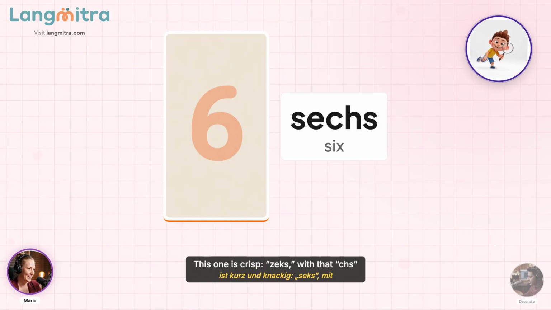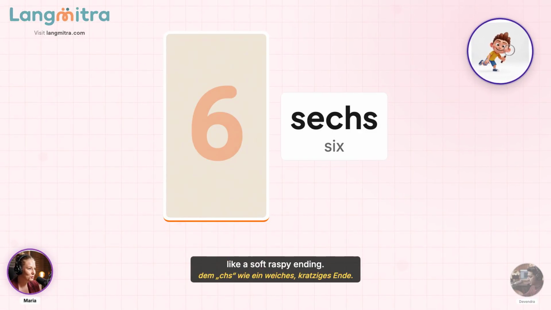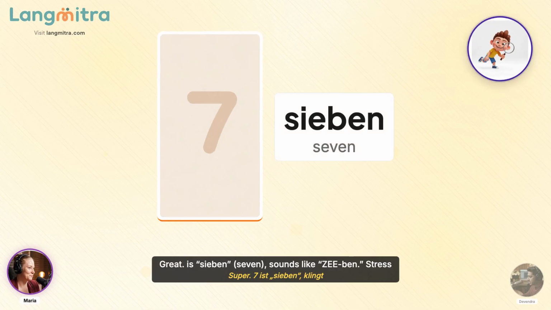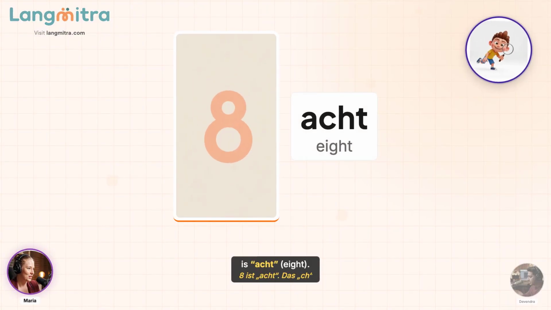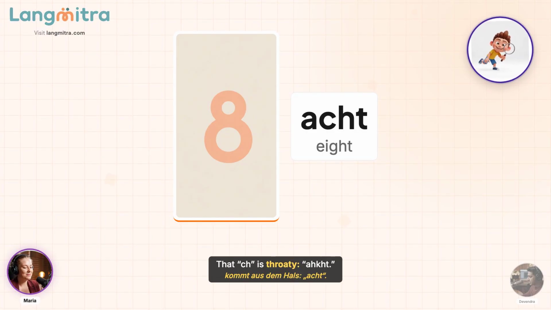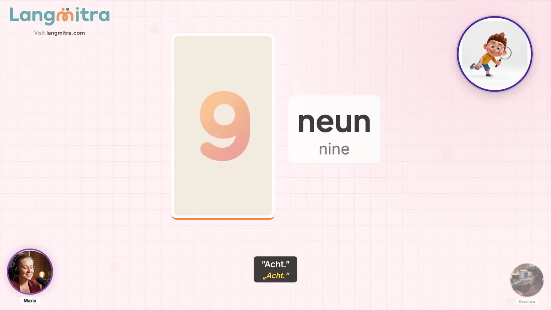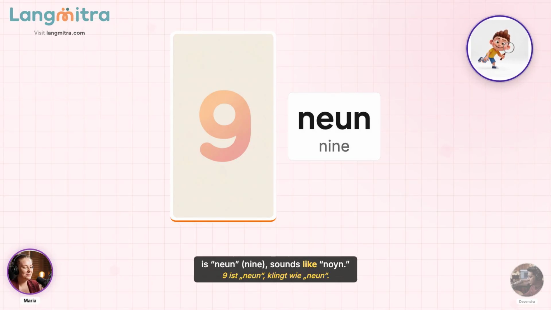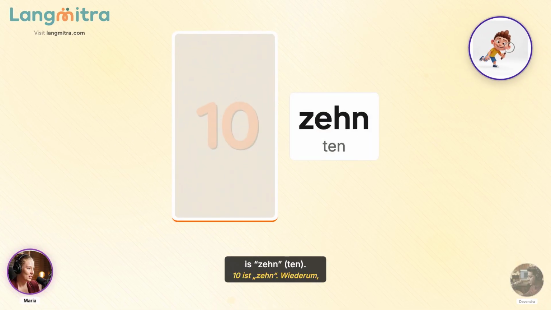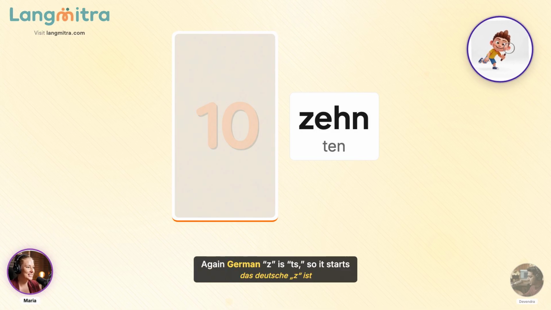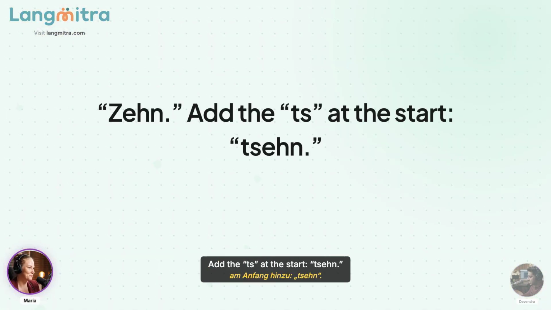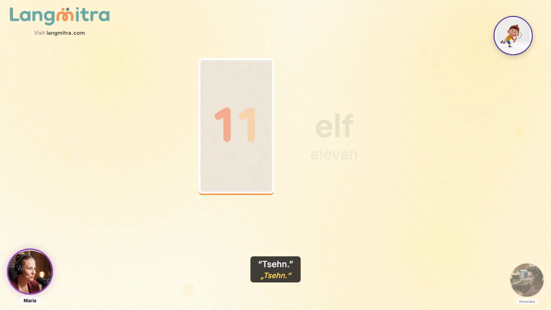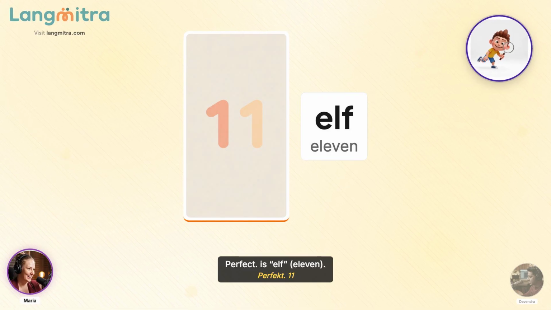6 is sechs. This one is crisp, sechs, with that ch like a soft raspy ending. Sechs. Great. 7 is sieben. Stress the first syllable. Sieben. 8 is acht. That ch is throaty. Acht. 9 is neun. Neun. 10 is zehn. Again, German Z is ts, so it starts with ts. Zehn. Add the ts at the start. Zehn. Zehn. Perfect. 11 is elf.